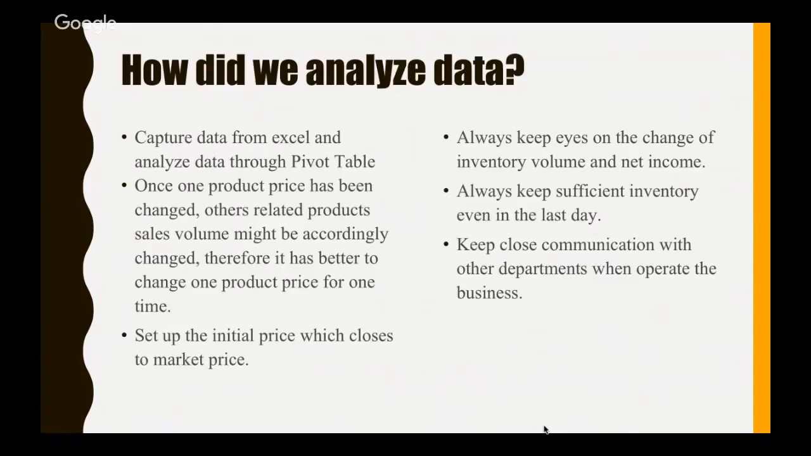In this simulation, we captured data from Excel and analyzed it through a pivot table. To sum up, once one product's price has been changed, the sales volume of other related products might change accordingly. Therefore, it is better to change one product's price at a time and set the initial price close to the market price. Besides, we have to always keep sufficient inventory, even on the last day, and keep an eye on the change of inventory volume and net income.